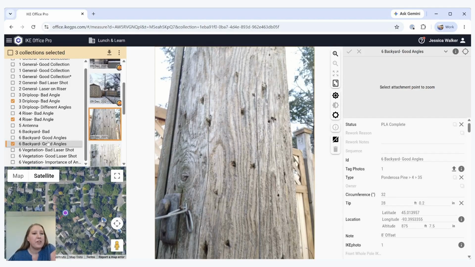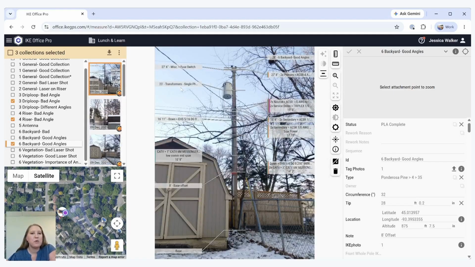For poles that are in backyards, you need to be really careful to get as much information as possible when you're out in the field. These are spots that you do not want to have to revisit if you don't have to. So getting as much information as possible the first time is super important.